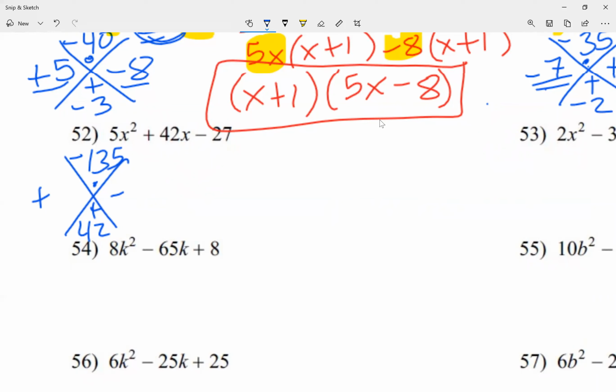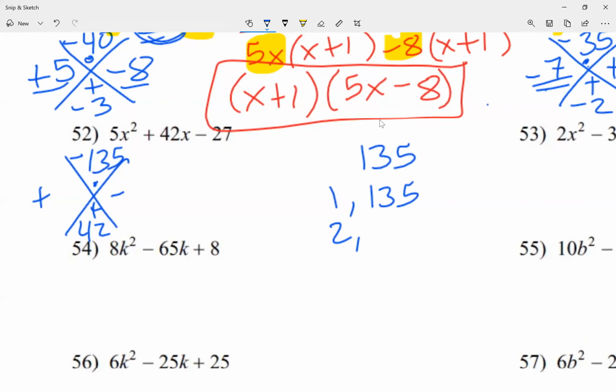Now, this one, I probably cannot think of to begin with. So let me just use this side. I'm going to erase this in a minute. I'm just going to use it for right now. I start thinking, all right, what are the factors of 135? What that means is which two numbers multiplied equals 135. I start with 1 times 135, but when I subtract them, I don't get 42. Then I said, all right, how about 2? I'm going to start going through my list: 1, 2, 3, 4, until one of them works.